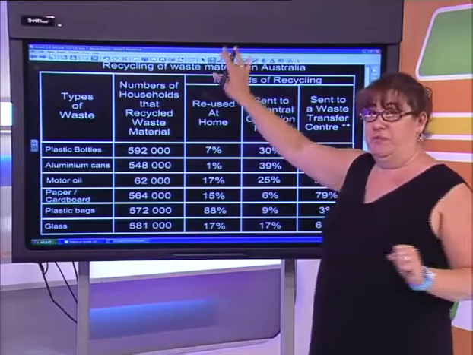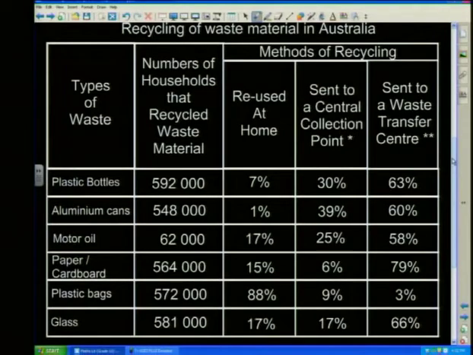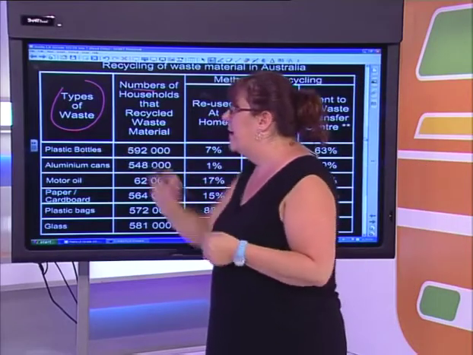First of all, we read our heading, which we've done. Then we look at what our categories are, what the headings of our columns are. So I'm dealing here with type of waste, the number of households that recycled waste material, so we're looking at numbers. Then I've got methods of recycling: reused at home, sent to a central collection point, sent to a waste transfer centre. So those are the categories I'm looking at. And under each one we've got different information. Under the types of waste, we've got, for example, plastic bottles. So let's now deal with a row going across and see what that tells us about the plastic bottles.